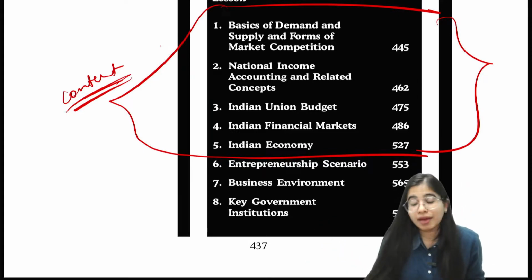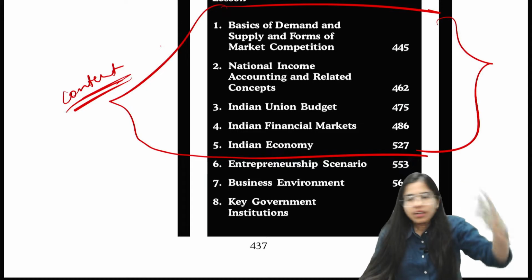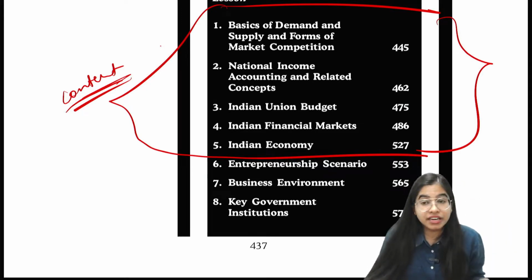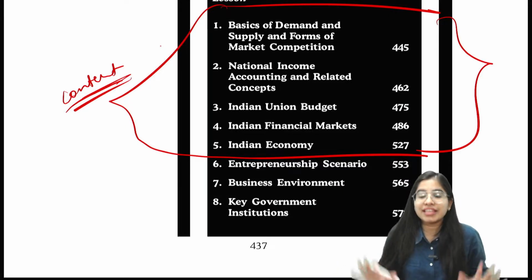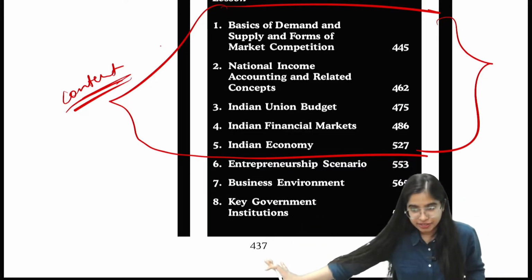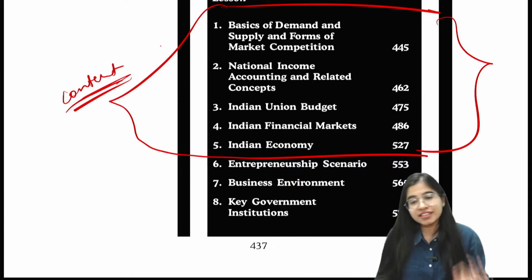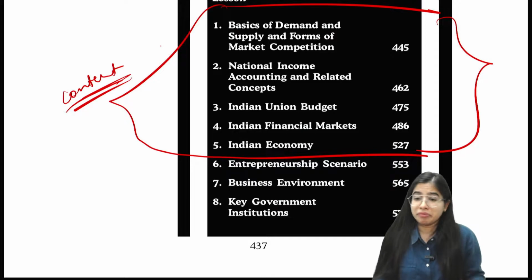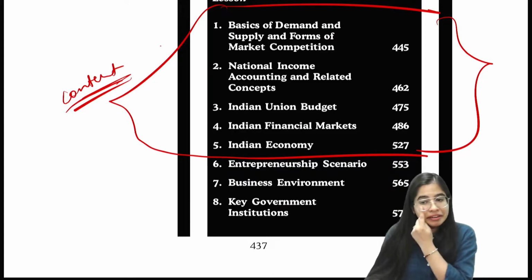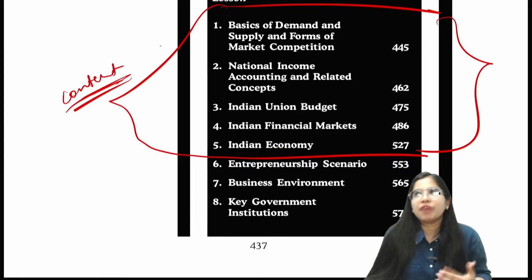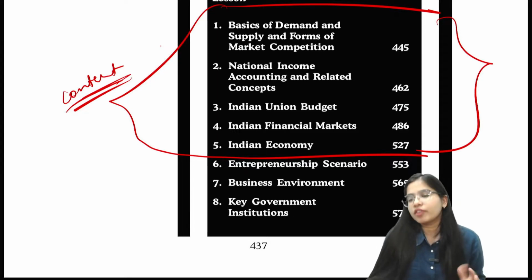Economics is a bit difficult, and usually the feedback I get from my past students, I always get this feedback: ma'am, the economics paper was very tough, the economics questions were very tricky in the examination. I get this review from my students of the past 5 to 6 attempts. Even after studying everything, we were finding it difficult to solve the economics paper.